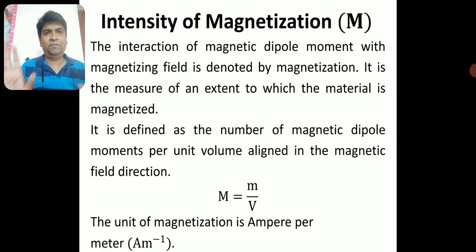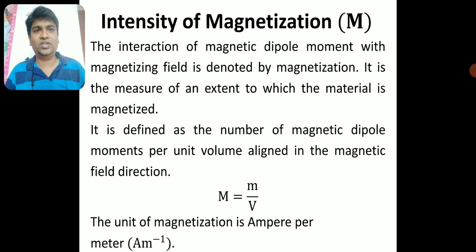Now generally, the intensity of magnetization is defined as the magnetic moment per unit volume, the number of magnetic dipole moments per unit volume which are aligned in the direction of the magnetic field. It is the extent to which the material is magnetized.